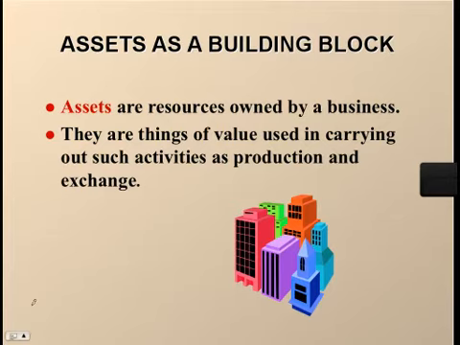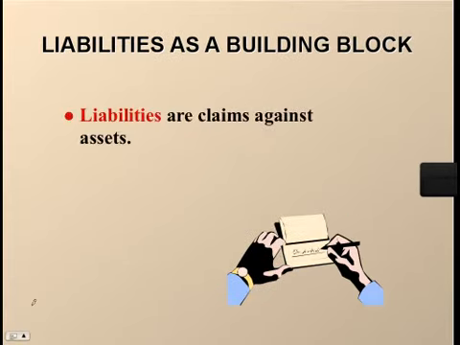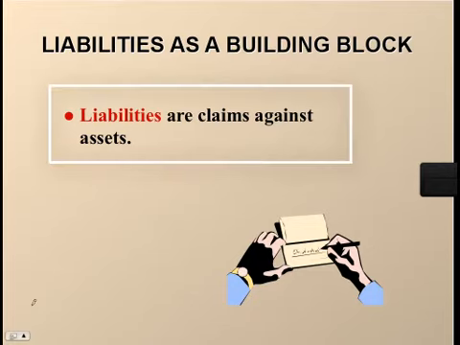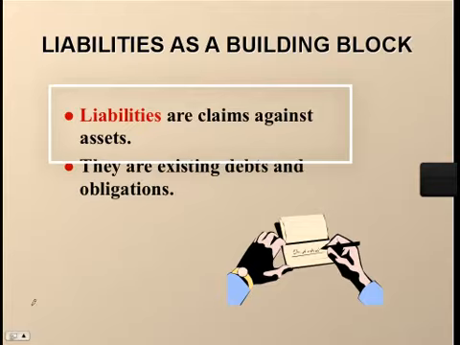Let's start off with assets. As a reminder, assets are resources owned by a business. Assets are things of value that you own, things of value used in carrying out activities such as production and exchange, as an example. Liabilities, on the other hand, are claims against the assets. You may recall from grade 11 that we talked about two different claims against the assets, and liabilities being the first claim. That means if you were to go out of business and start selling off your assets, the creditors would have first claim. Remember, creditors are people you owe money to, and they are liabilities. Liabilities are existing debts and obligations.